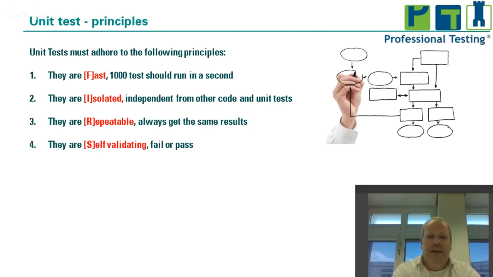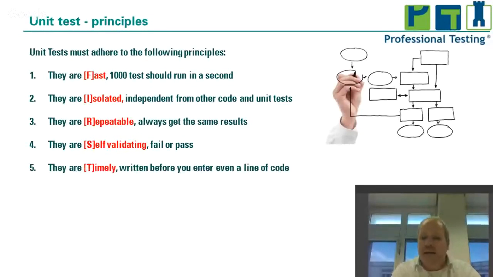They should be self-validating. They should not depend on you looking at them to determine whether it's a pass or a fail. The pass or the fail should be part of the unit test, like we did with the asserts. They should be timely. And like I said, you can even write them before you write a piece of code. So this means that you can have your unit tests, write your code, run the unit tests, and decide whether the unit is good enough or not.